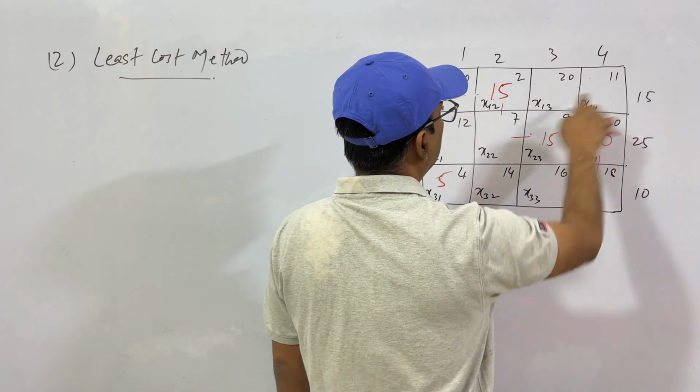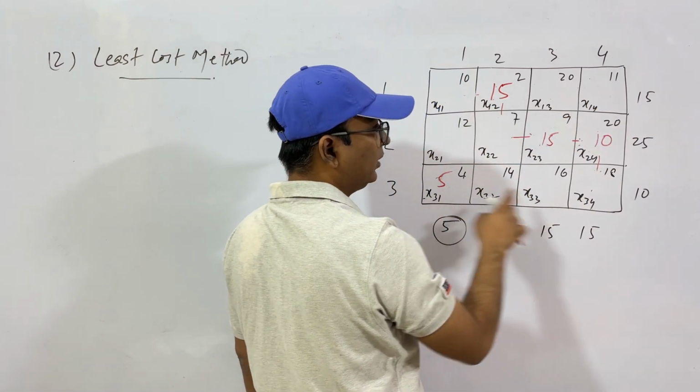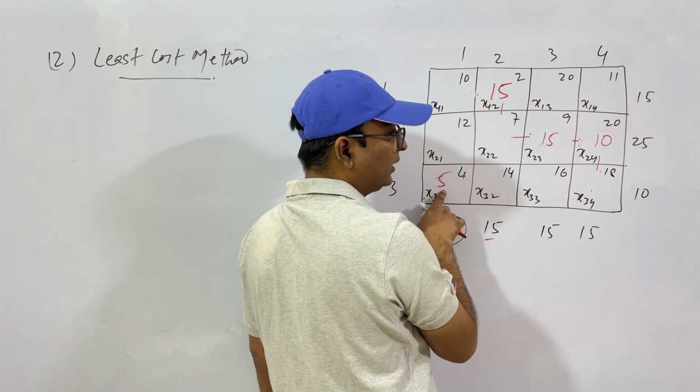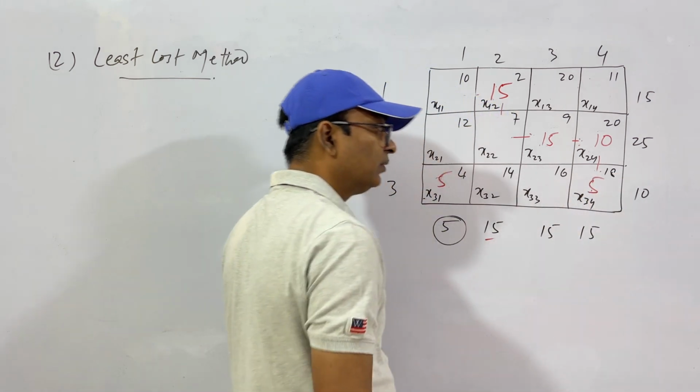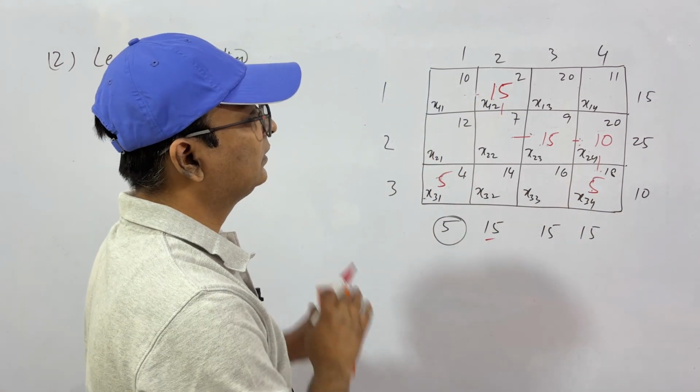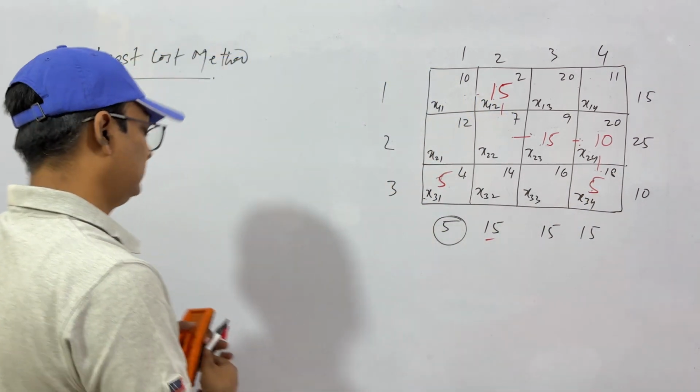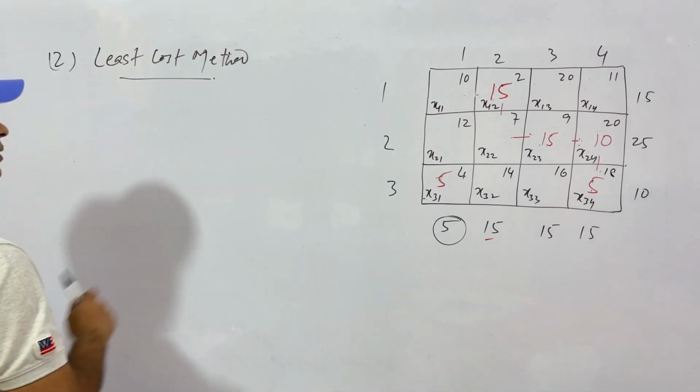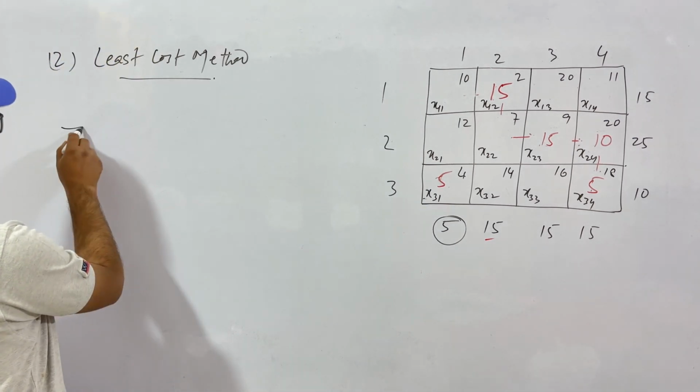Here no, it is full, this is full. This third one produces 10 items and we have allocated 5 only, so 5 is left from this third unit. Now the supply and demand is balanced. The number of items that we have supplied is equal to the number of items that is in demand. Now let's calculate the cost.